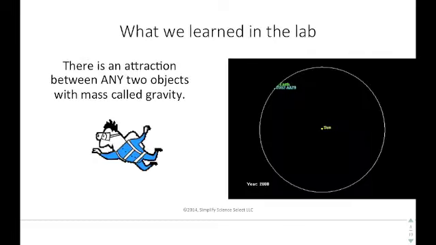Now, what we learned in the lab is that there is an attraction between any two objects with mass that we can call gravity. So it doesn't have to just be the Earth, but instead there can be an attraction between the Sun and the Earth, or two people in outer space. There's a gravitational attraction between all of these.